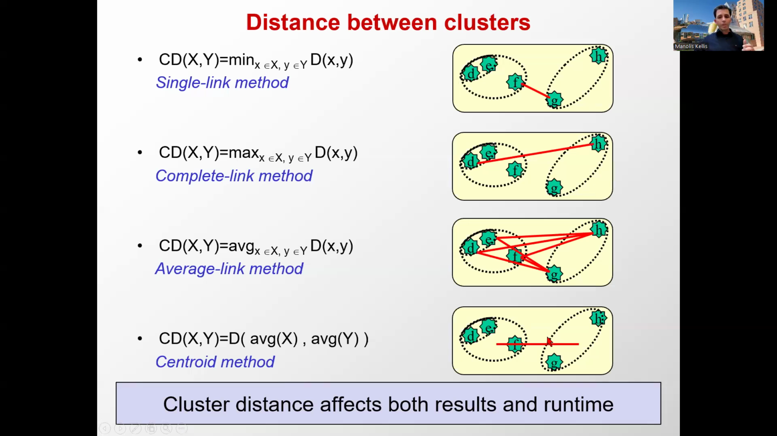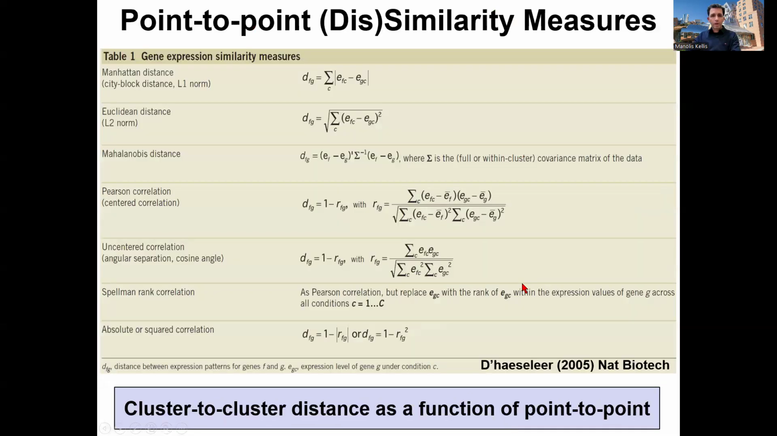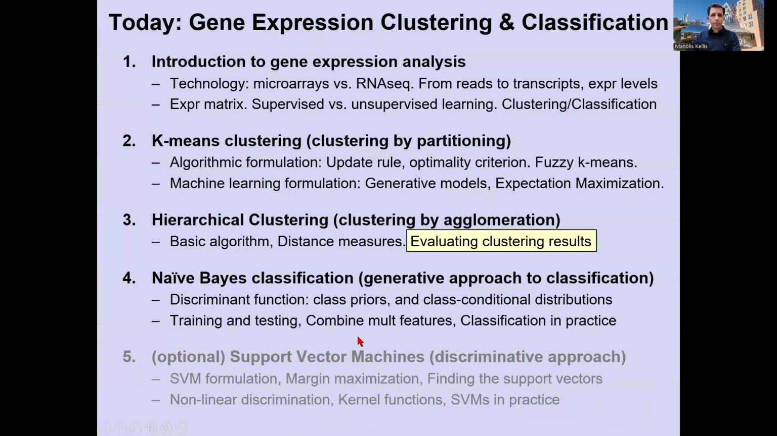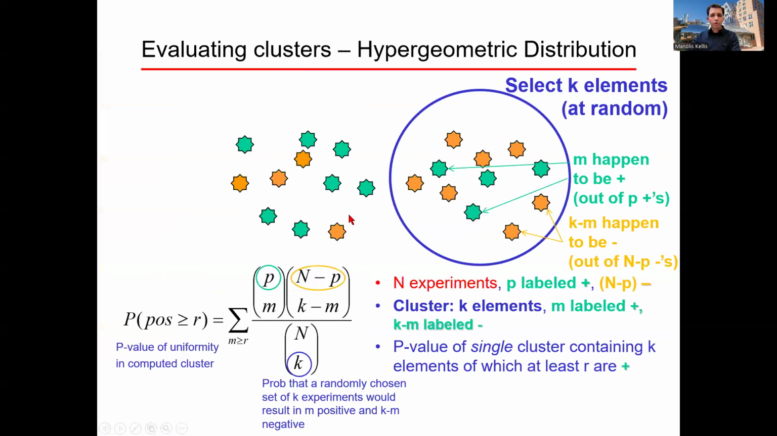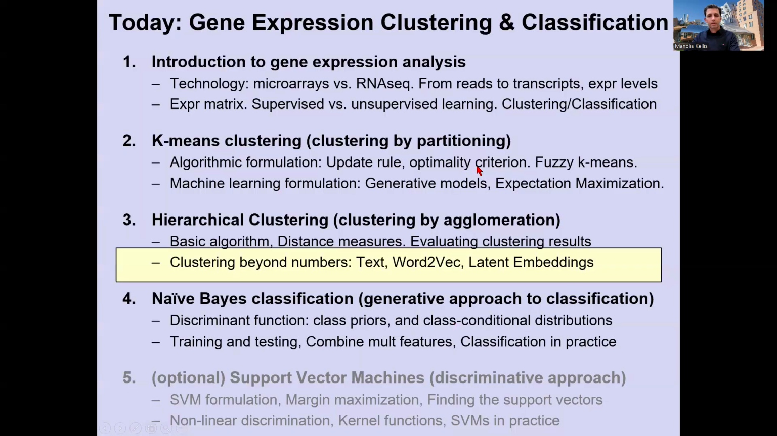Okay. So anyway, basically the cluster distance affects both the results and the runtime. And again, the point-to-point similarity can be either Euclidean distance, which is what most of us intuitively think of, or it could be Manhattan distance, or Pearson correlation or Spearman correlation, and so on and so forth. Okay. And then to evaluate the clustering results, you can look at some other independent measurement and say, how likely is it to have sampled, I don't know, K Alzheimer's patients in my group randomly by chance.